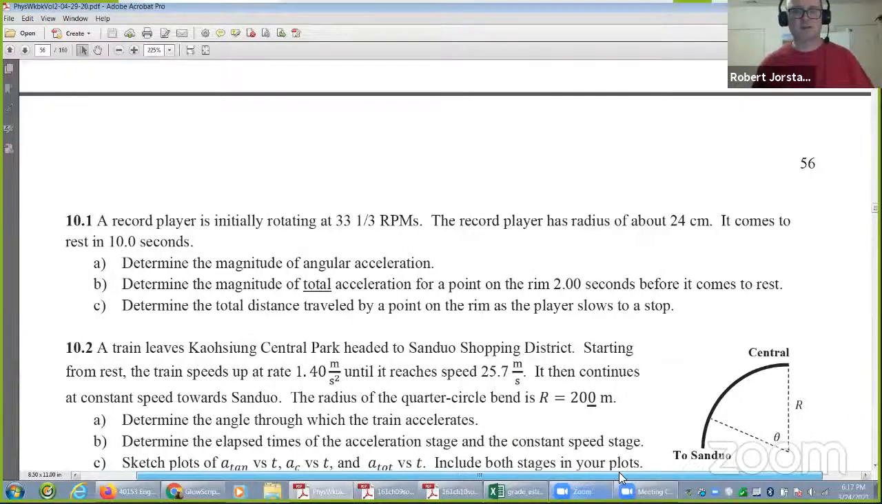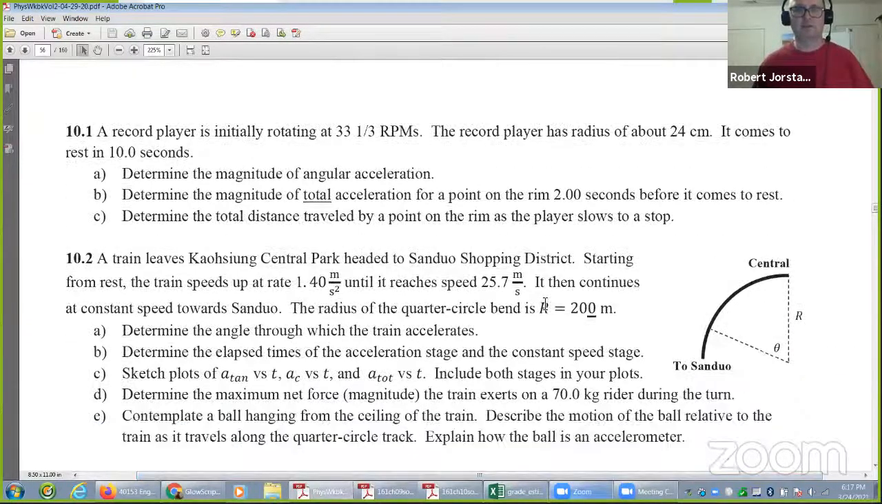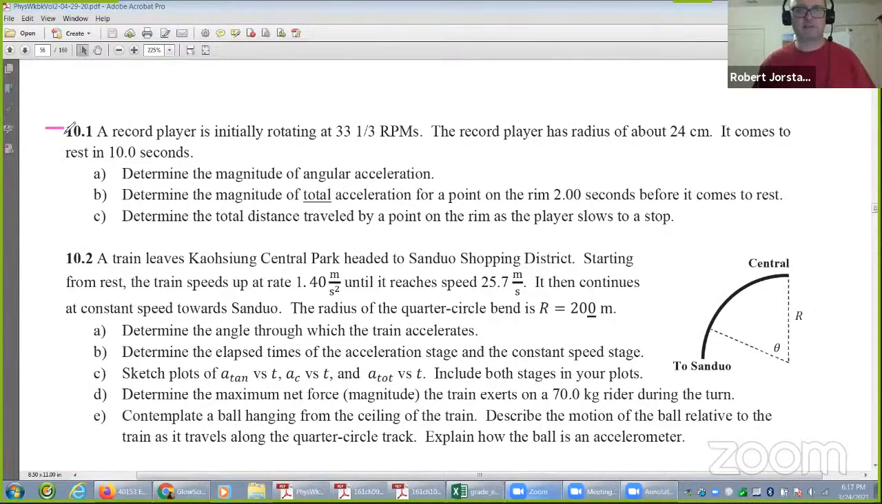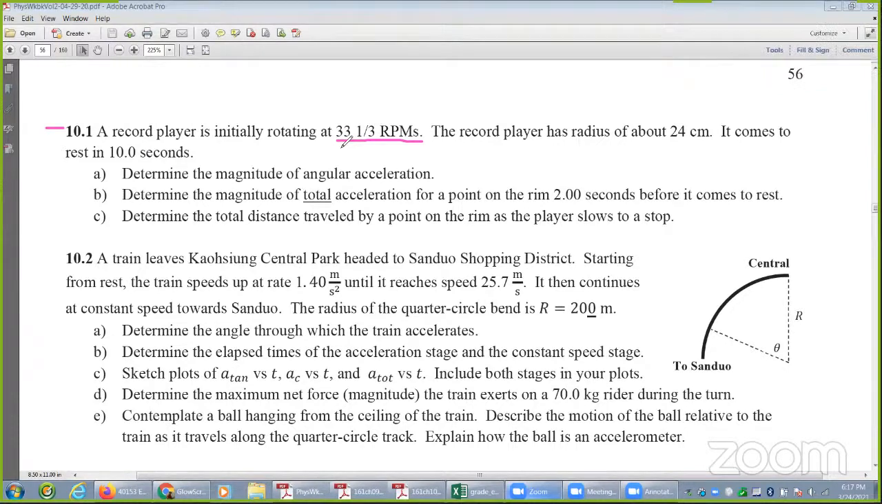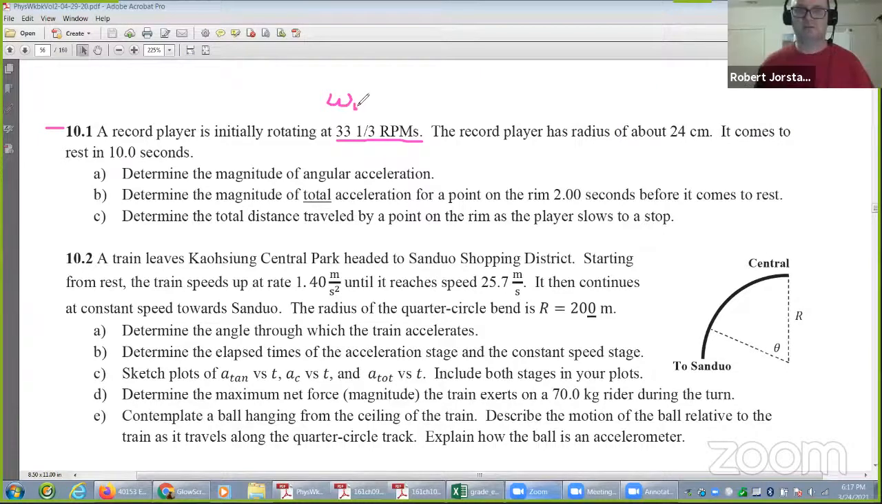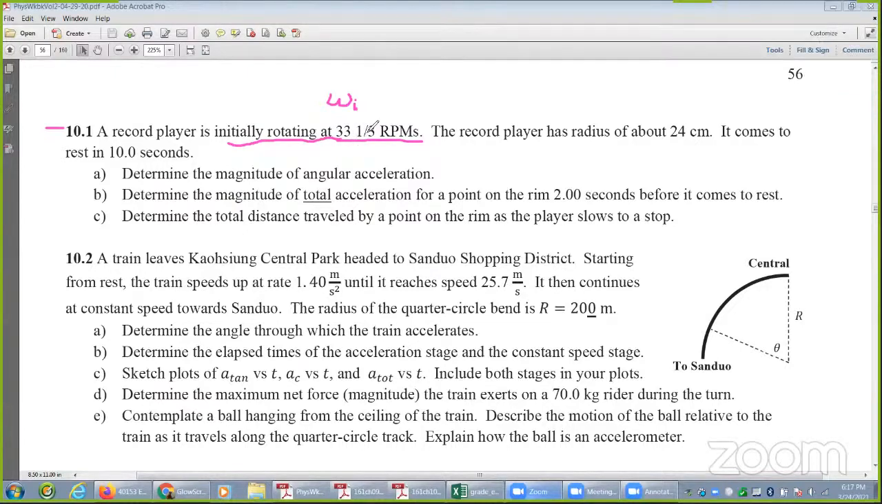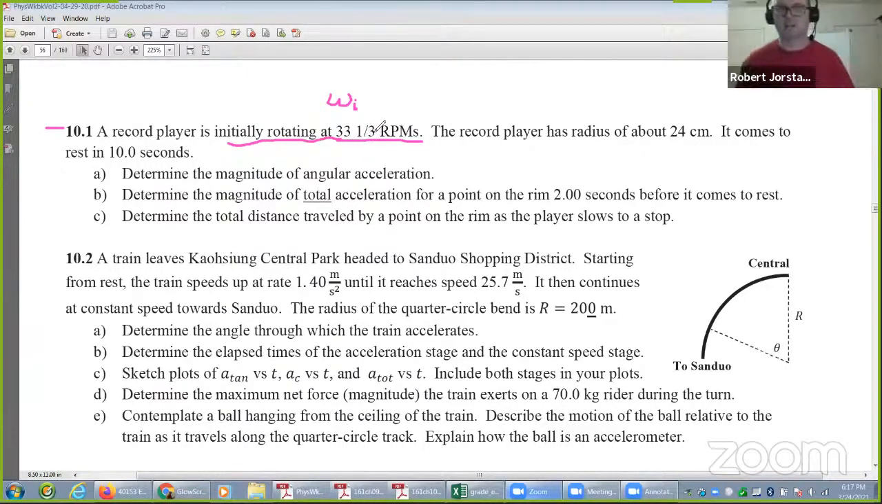Okay, 10.1. Let's not overthink it. A record player is initially rotating at this. What is that? What did I just tell you in the problem? Is it acceleration? Omega times R. It's initially. You see what I'm saying there? So that's the initial rotation rate.